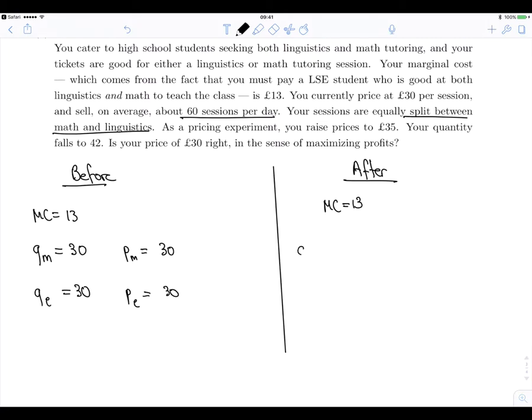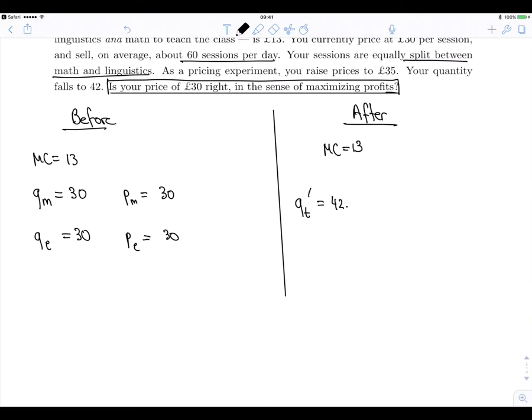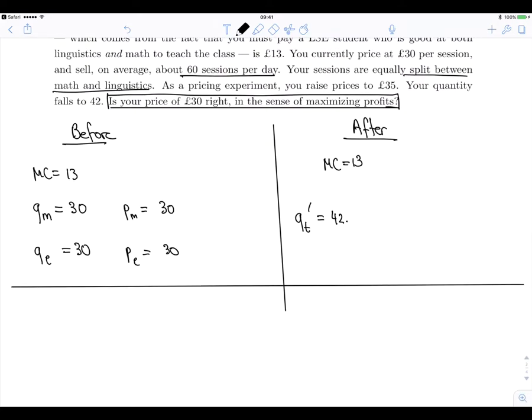Now what happens? Quantity of math, or your overall quantity actually, we don't know the quantity of math, but we know that Q total prime is now equal to 42. Is your price of 30 right in the sense of maximizing profits? Well, let's think about this. The only thing that you've been given is that the price prime is now 35 and you're charging the same price for both math and linguistics.